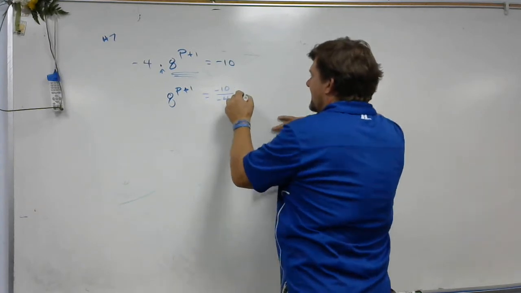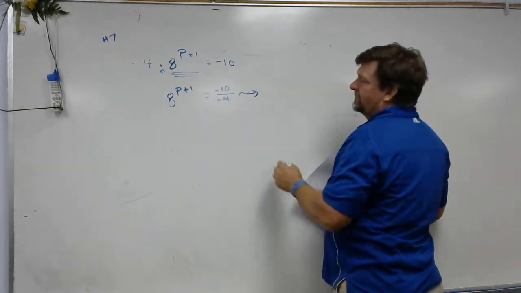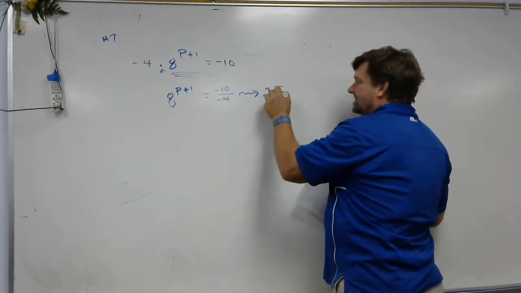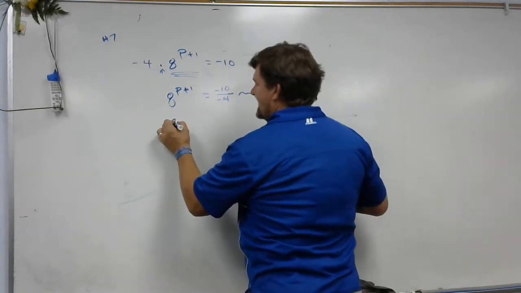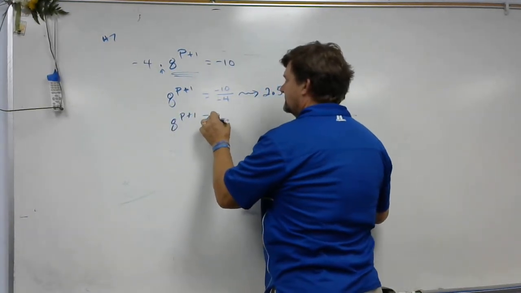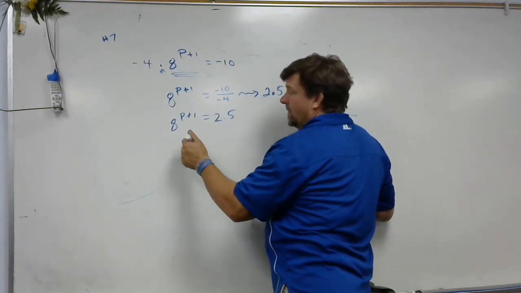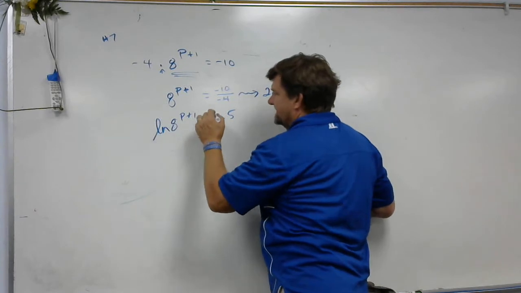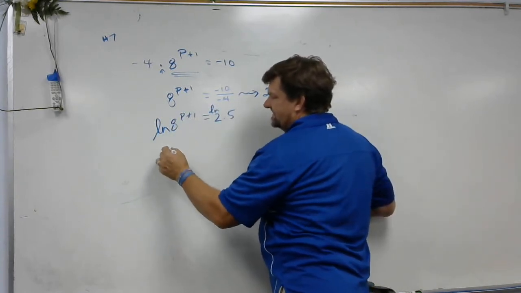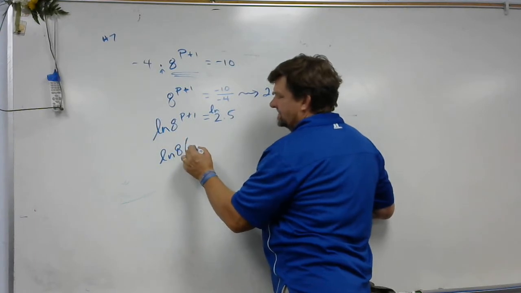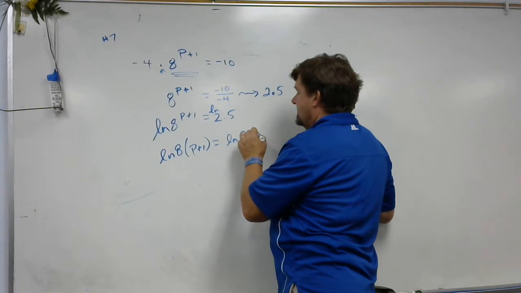Let's clean this up. This actually becomes 2.5. So that way we're dealing with that. So now I've got 8 to the power of p plus 1 equals 2.5. These can't become one-to-one, so I can natural log both sides. And natural log that. So what happens is this drops down, becomes a multiplier, and I have this right here.